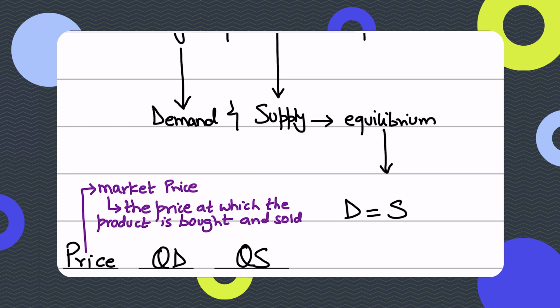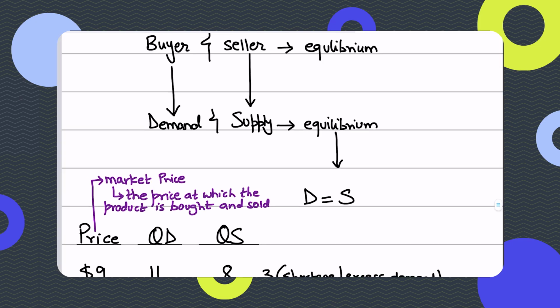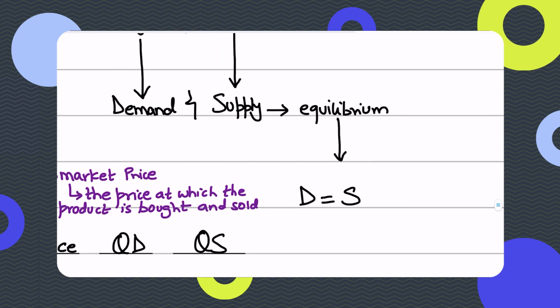Buyers want a lower price, while sellers in every market want higher prices. So the key question is: if buyers want a lower price and sellers want a higher price, what is the price that they both would settle on? At what price will both buyers and sellers be satisfied? That price is called the equilibrium price, right? So remember, guys, that a market is in equilibrium when demand equals supply.